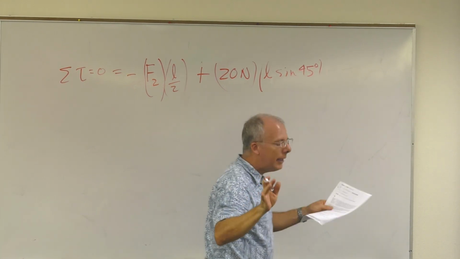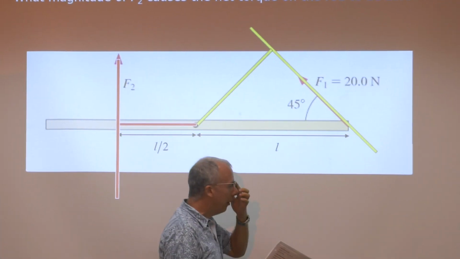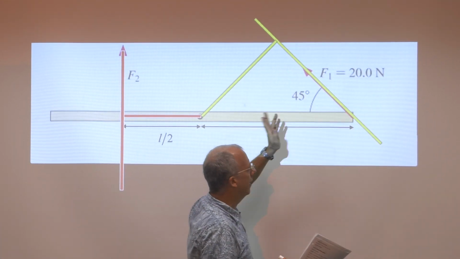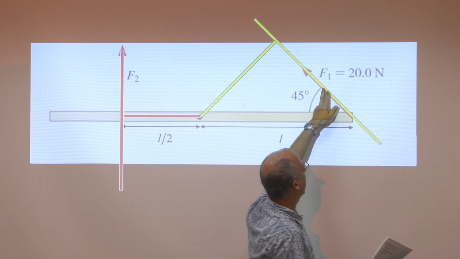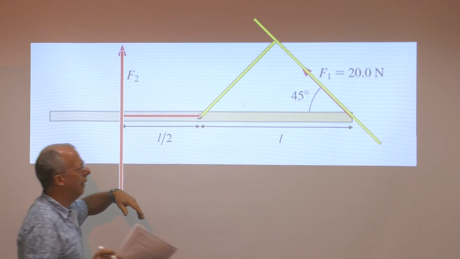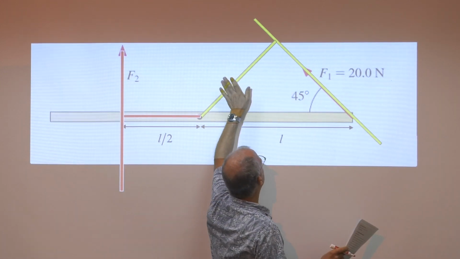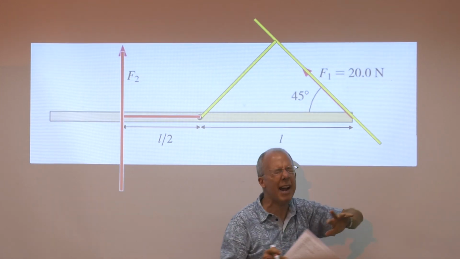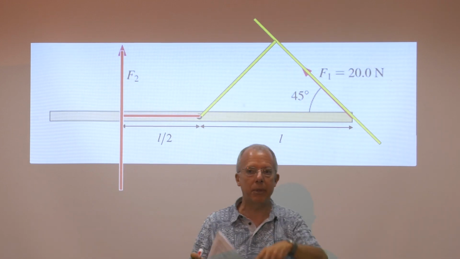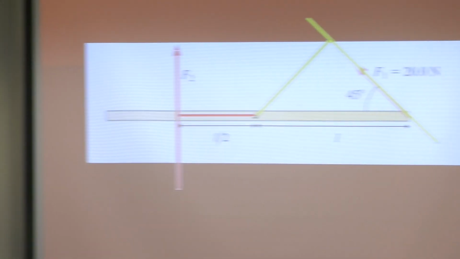Now, this is a big deal, okay? The lever arm is a distance. Why do I keep saying that? Because some people don't realize that, and they would say tangent 45 is this divided by 20 newtons. That's crazy, right? You can't mix up distances and forces, okay? So it's a distance.